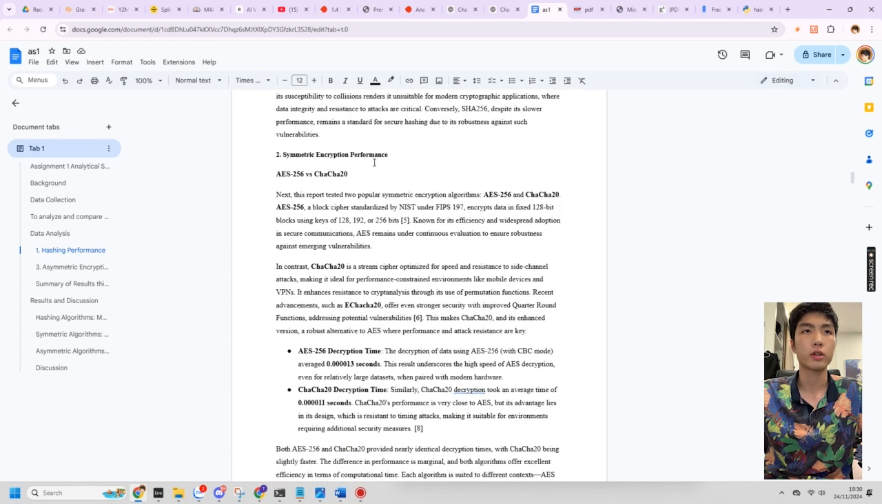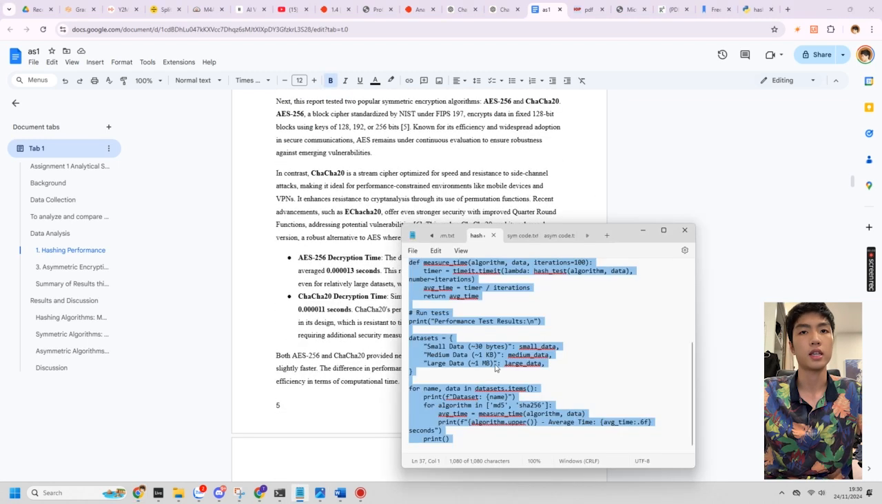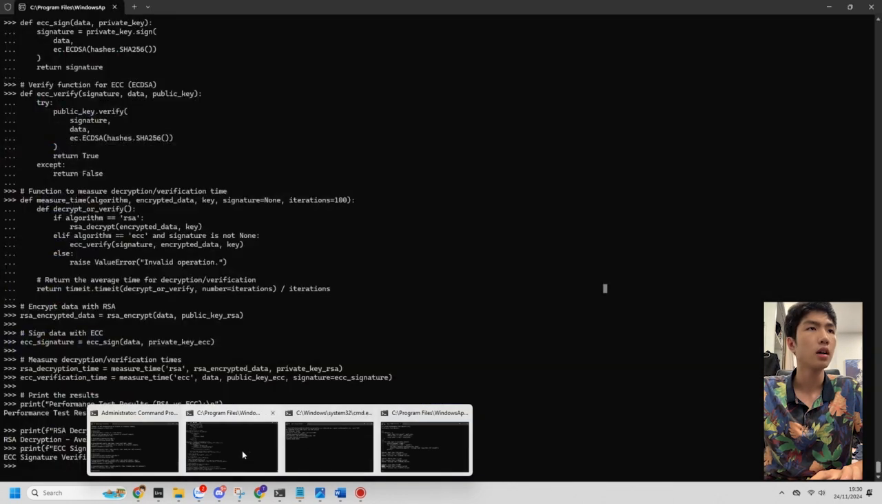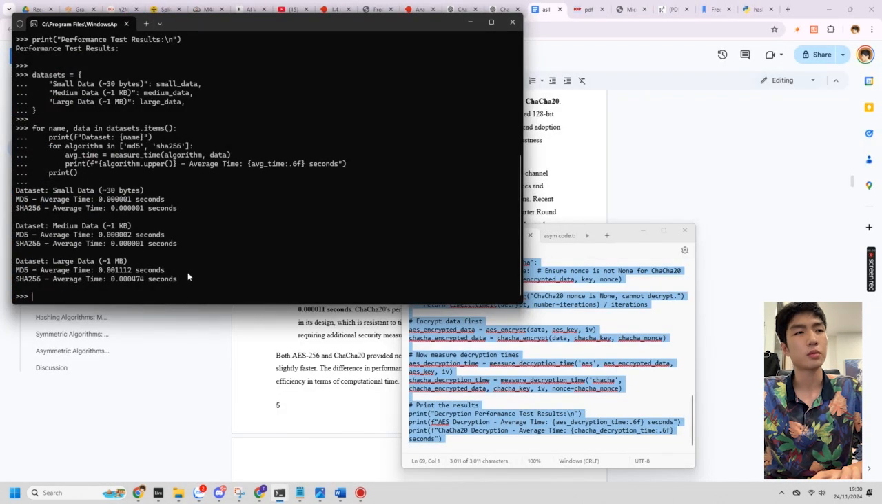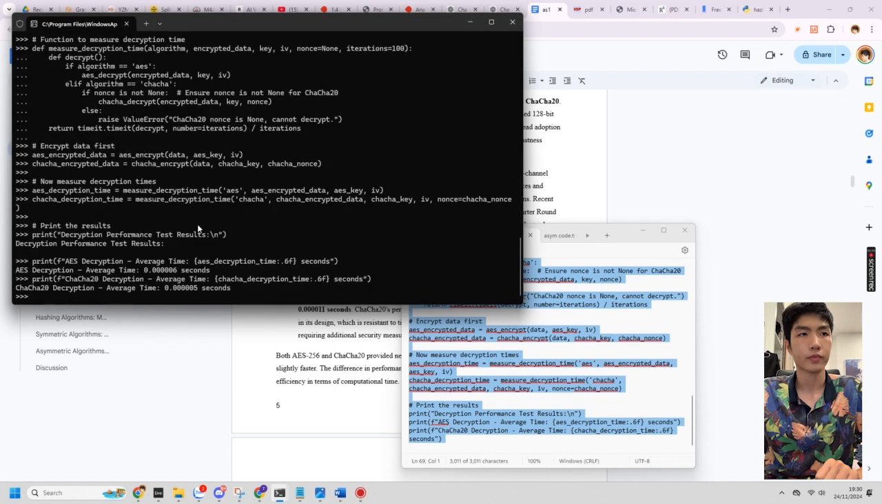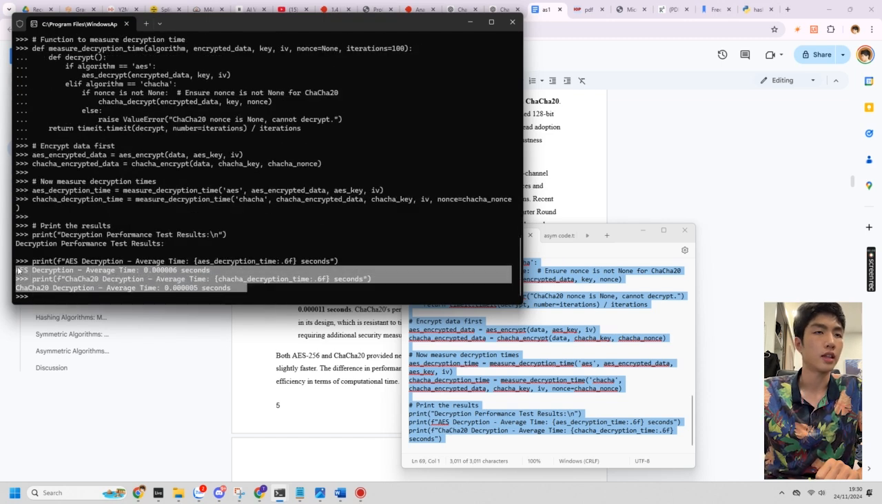For symmetric encryption, I compared AES-256 and ChaCha20. This was the code that I used. And in writing this code, I used the Python documentation and also the help of AI. And here we go. This is the output for the comparison in symmetric encryption.